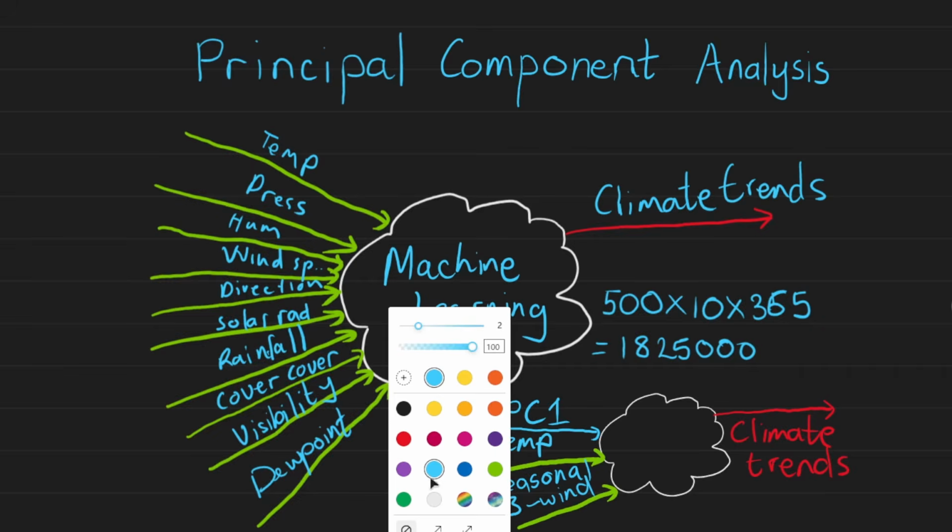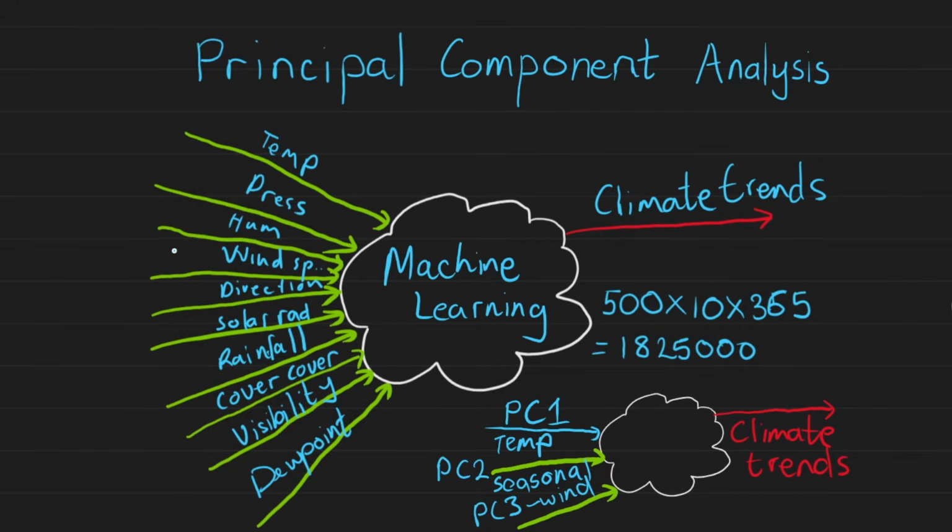But why does this actually work? What is the basis upon which these variables are reducing? Well, firstly, we can realize that some of these variables are interrelated. So we have too many variables.